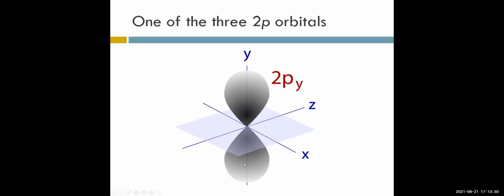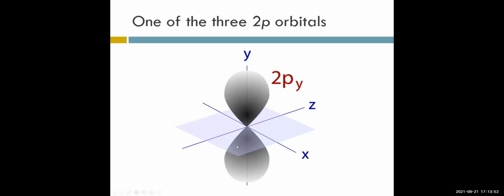We don't need to worry about the names of all of them, but we call one of them py because it's on the y-axis. And as you might guess, there's going to be one that's on the z-axis and one on the x-axis. That's why there's 3 of them. What's at the middle again right here? The nucleus? The nucleus, good.